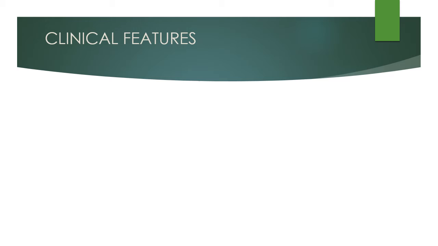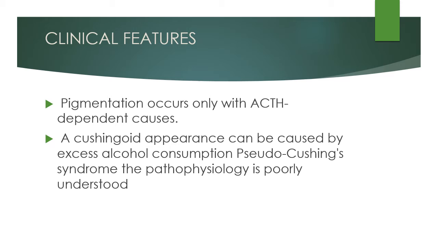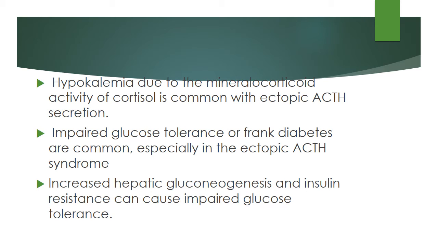Clinical features: pigmentation occurs only with ACTH-dependent causes. A Cushingoid appearance can be caused by excess alcohol consumption, pseudo-Cushing's syndrome. The pathophysiology is poorly understood. Hyperkalemia due to the mineralocorticoid activity of cortisol is common with ectopic ACTH secretion.